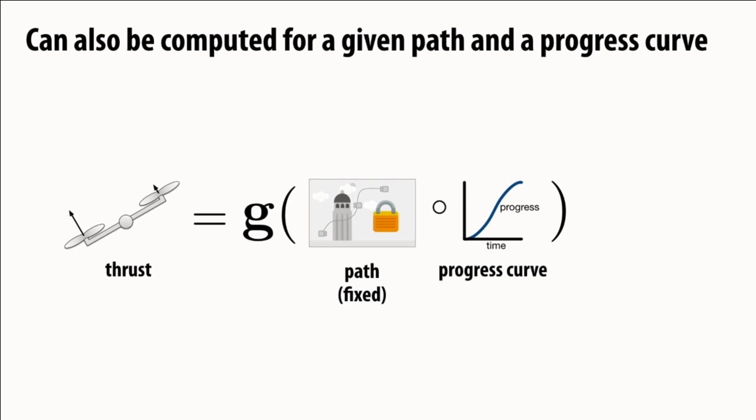observation that we can pre-compute the contribution of a fixed path in our expression for thrust. And at this point, we've expressed quadrotor thrust in closed form and entirely in terms of a progress curve. This closed form expression enables us to optimize a progress curve while enforcing limits on maximum thrust everywhere along the resulting trajectory.